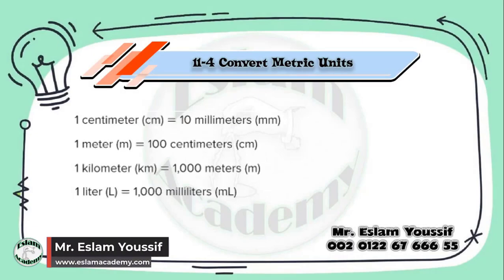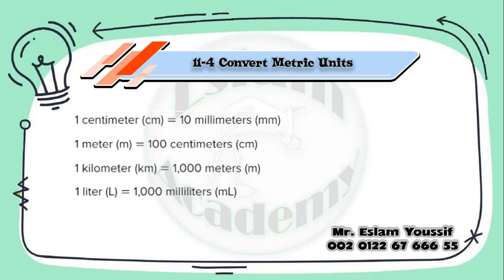In this video we are talking about converting metric units. What if I need to convert from centimeter to millimeter? We have a general rule. If you need to convert from the greatest unit to the smallest unit, you need to multiply. But if you need to convert from the smallest to the greatest unit, you need to divide.